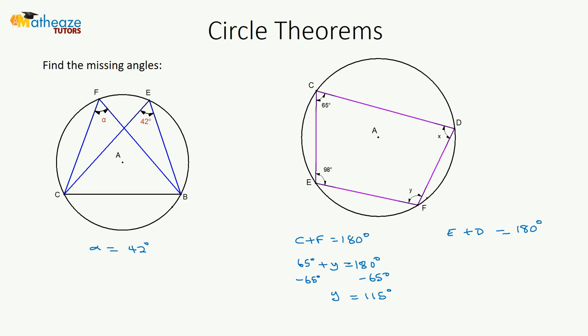Now in this case, E is 98 degrees plus X equal to 180 degrees. So we subtract 98 degrees from both sides. So X is equal to 82 degrees.